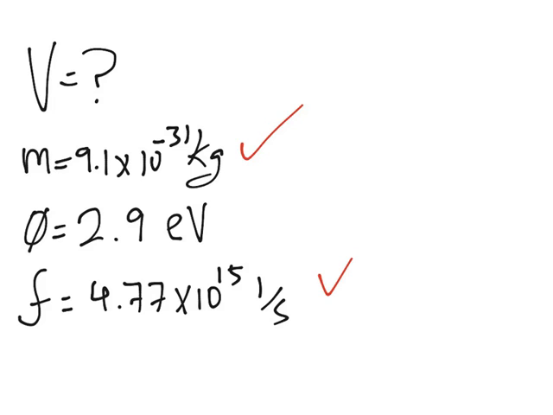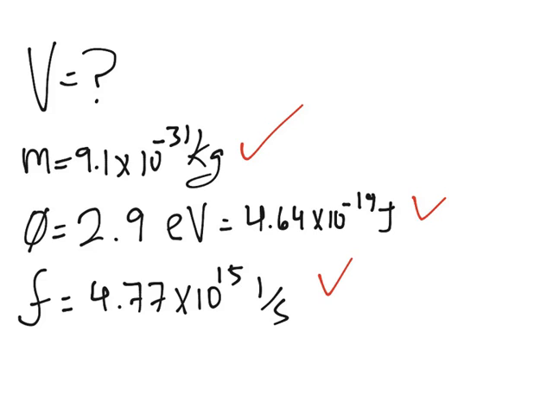So let's convert that. You solve it by multiplying 2.9 electron volts times 1.6 times 10 to the negative 19 joules, and that will give you 4.64 times 10 to the negative 19 joules. So all of our units are right now. And let's write our equations.